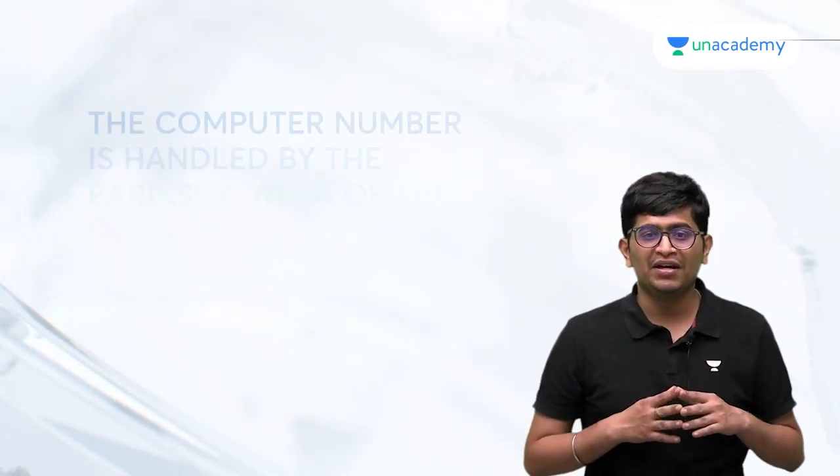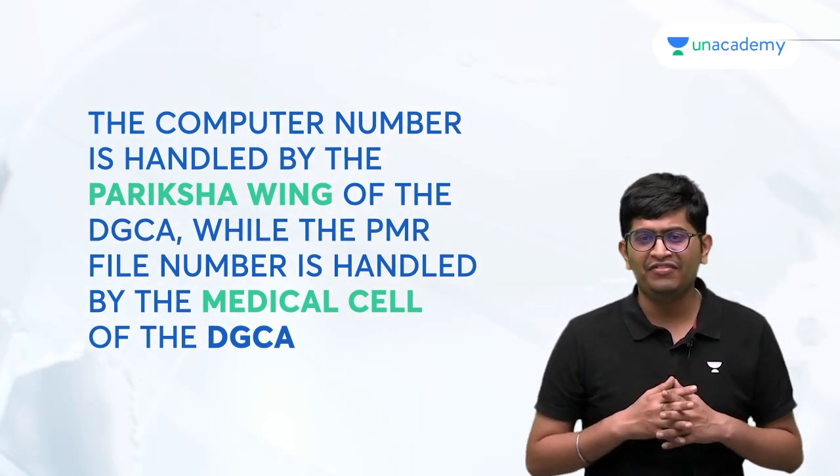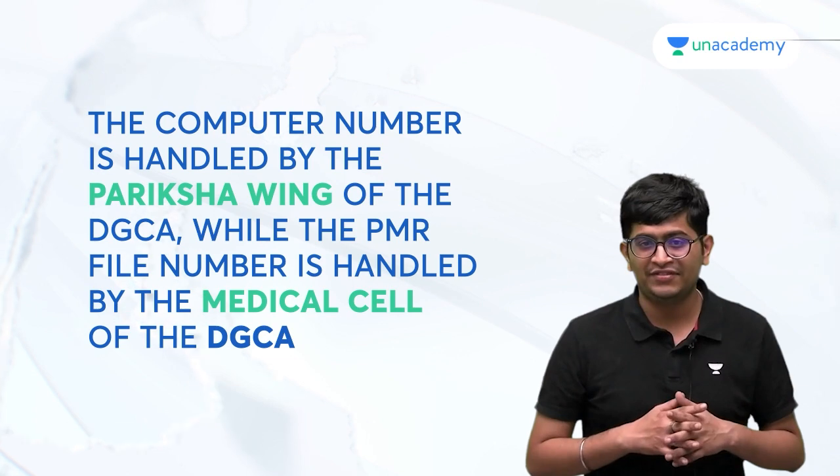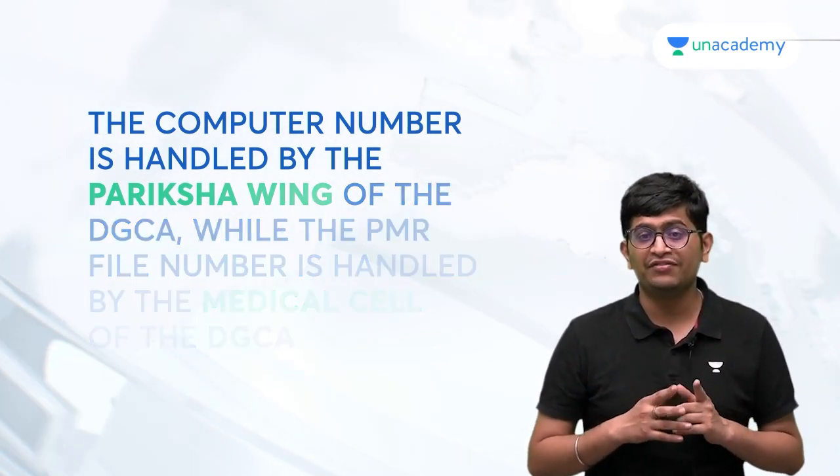It's important to even note that the DGCA computer number and the DGCA PMR file number are two separate enrollment numbers that are issued for the DGCA examinations and the DGCA medical test respectively. These numbers remain the same throughout your pilot career. The computer number is handled by the Pariksha wing of the DGCA, while the PMR file number is handled by the medical cell of the DGCA. Obtaining both of these numbers is a crucial first step.